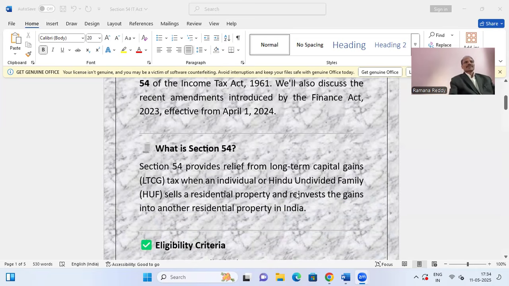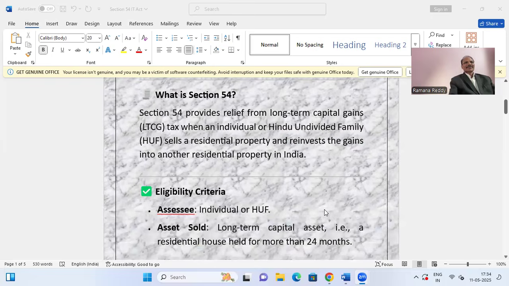Section 54 provides relief from long-term capital gains (LTCG) tax when an individual or Hindu undivided family (HUF) sells a residential property and reinvests the gains into another residential property in India.